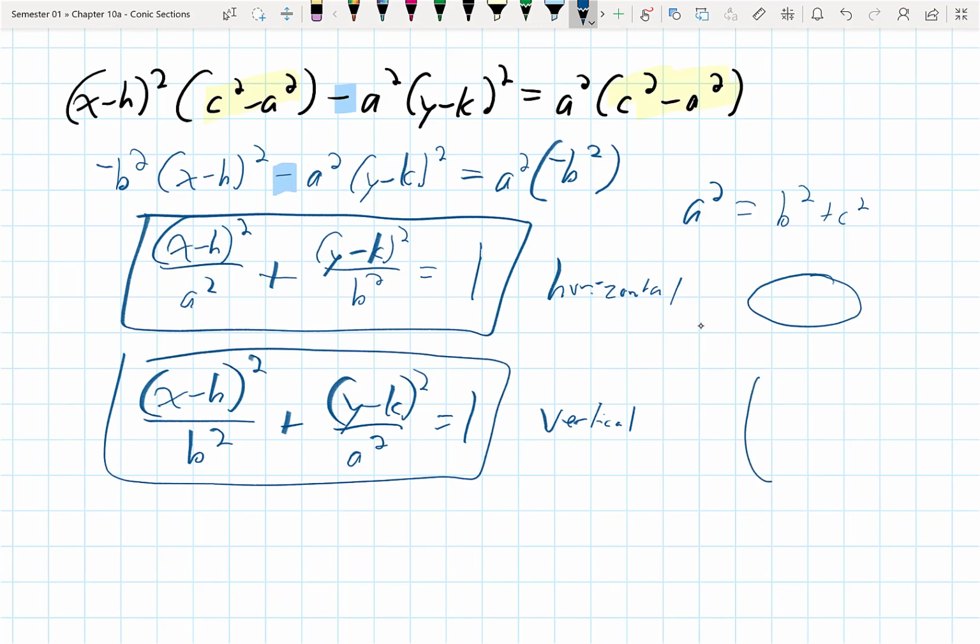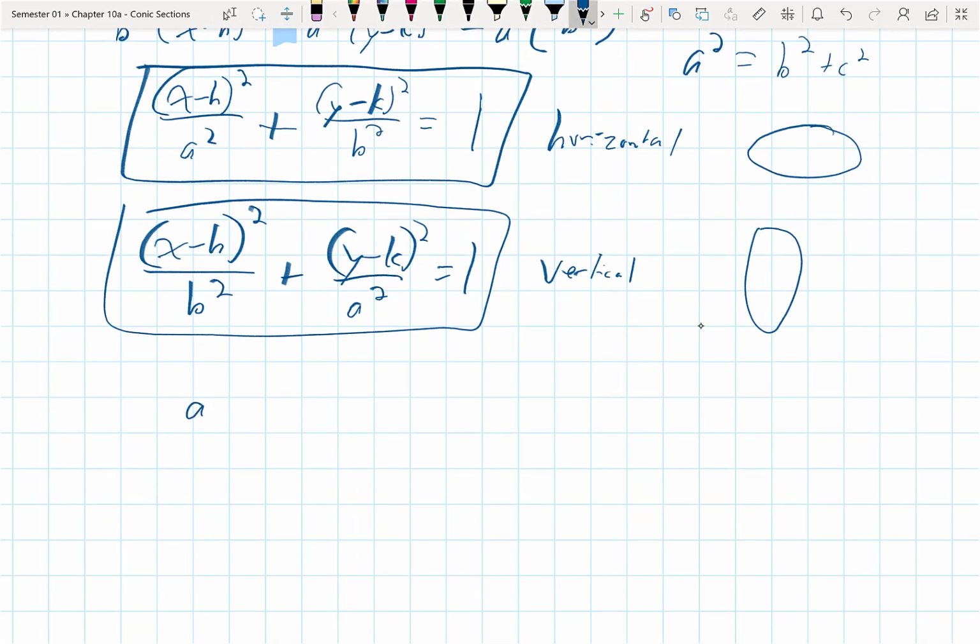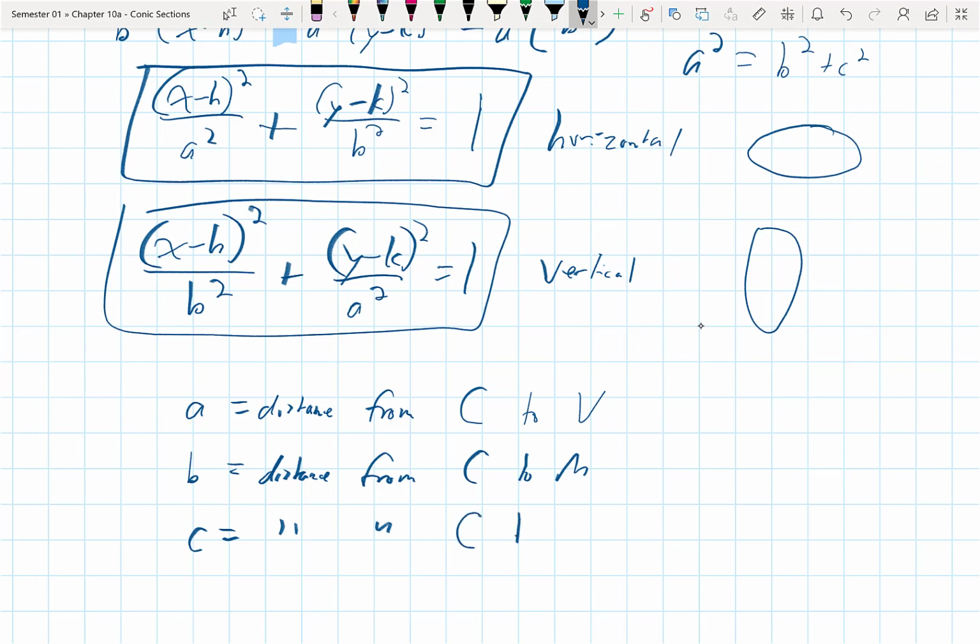And since A is defined as the distance from C to V, B is defined as the distance from C to M, and C is defined as the distance from center to the foci. Because of the way we define these, A will always be larger than B. A is the bigger distance. So really the one we're calling A squared is whichever one's the larger number. This is so simple in practice, so don't overthink this.